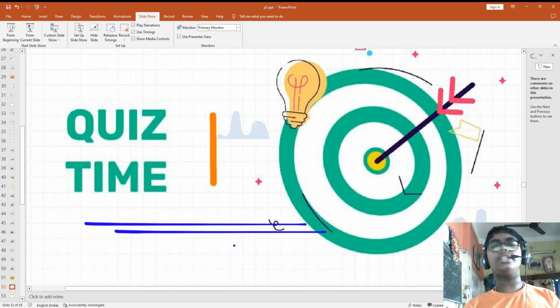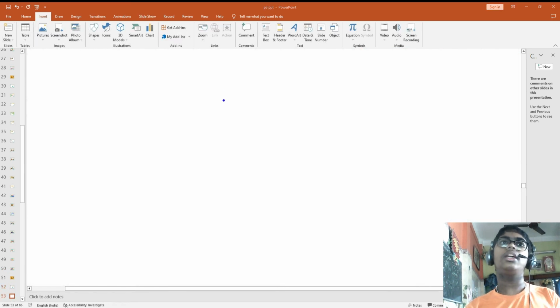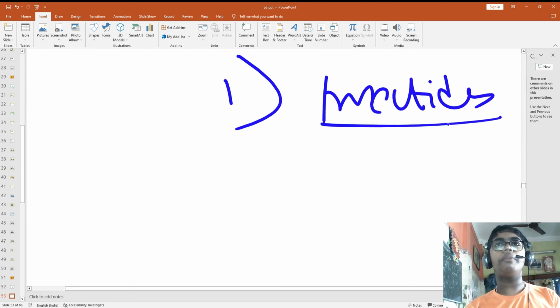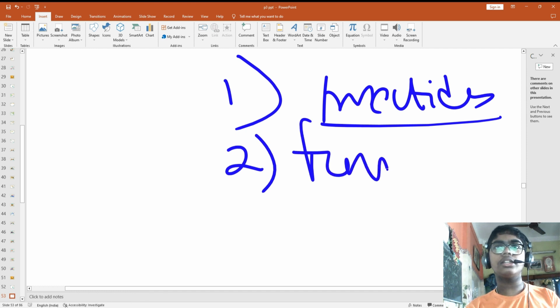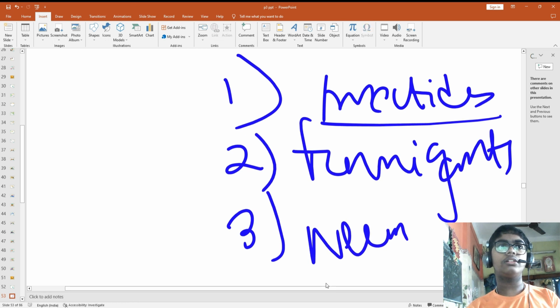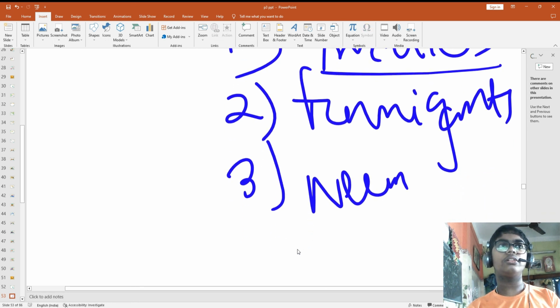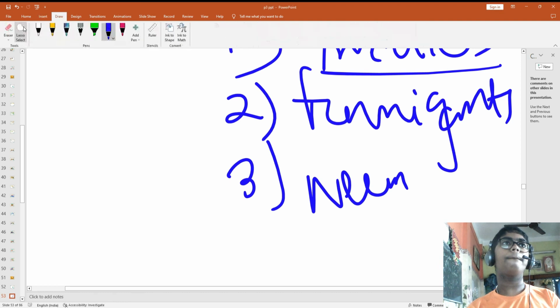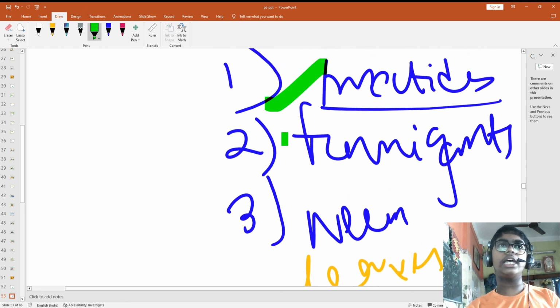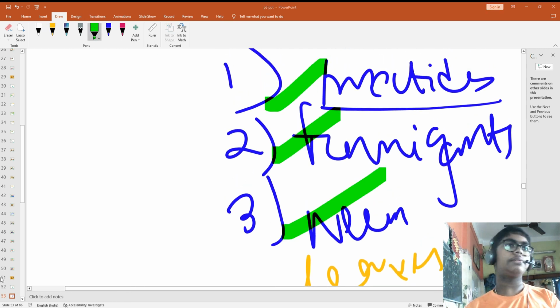Now is time for quiz. हाँ, repeat कर दे, ठीक है, कोई बात नहीं. First is what? Insecticide for prevent from insects, fumigants, fumes use किया जाता है, और third is neem leaves. Neem leaves. Understood? Insecticide, fumigants, and neem leaves.